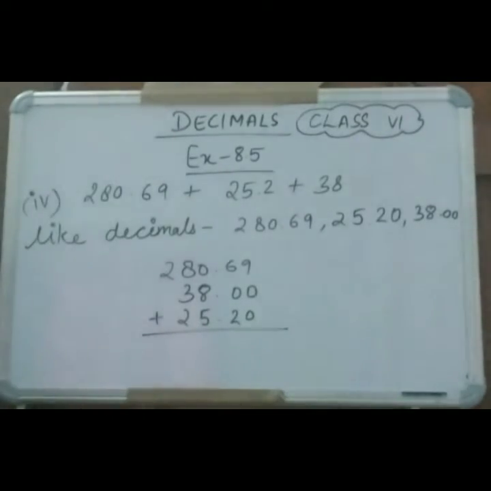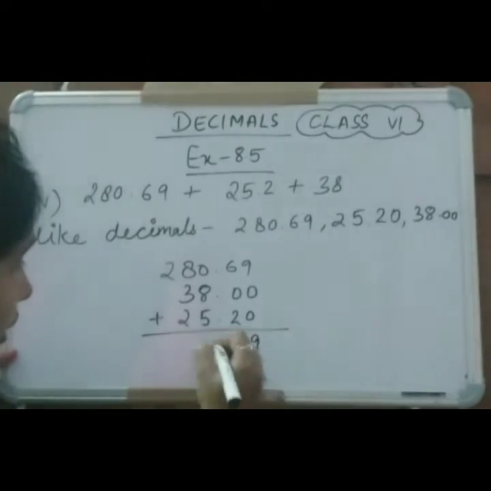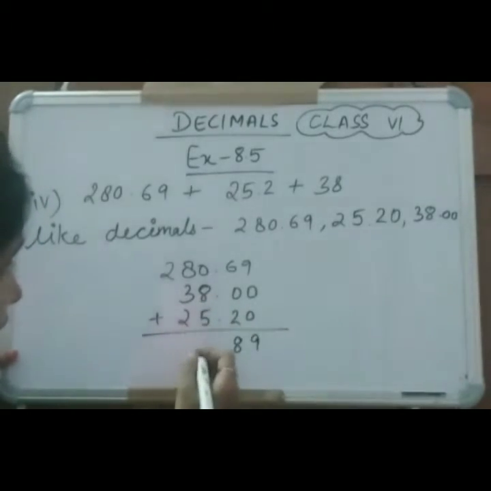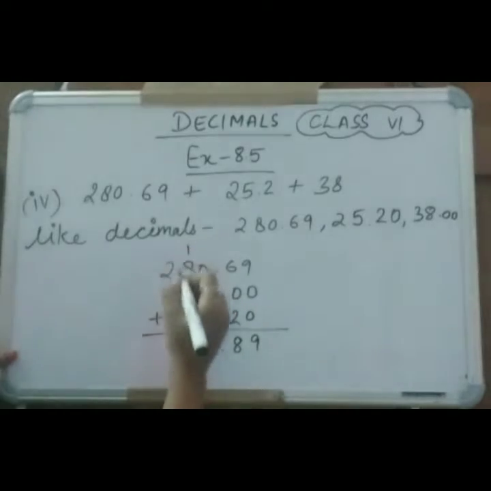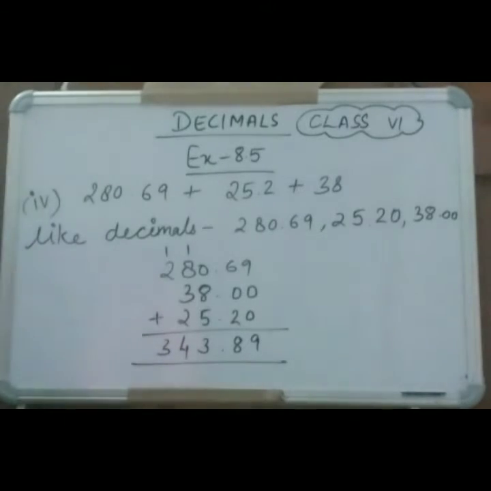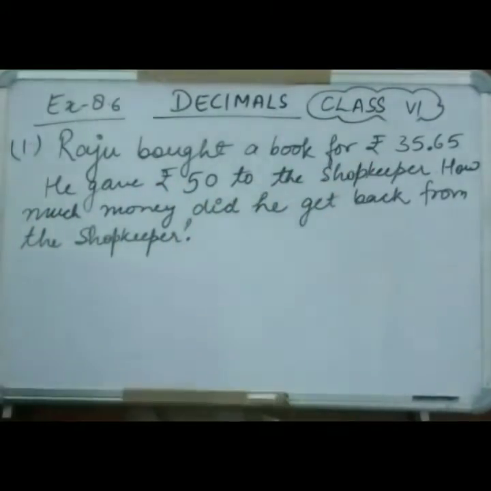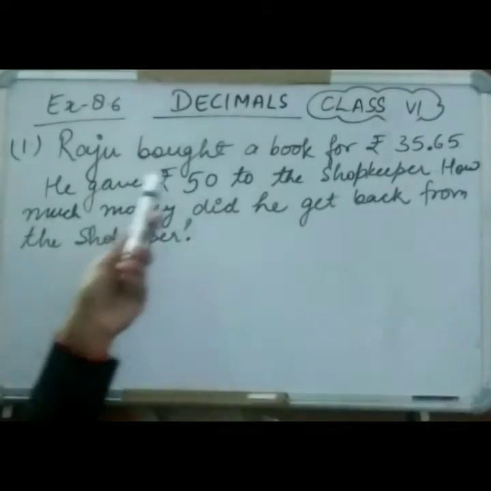Okay, now this one we are arranging into descending order. Okay, so here it is 9, it will remain 9, and 8 and 5 is 13, 1 carry, here it is 12, 13, 14 and 1 and it is 3. So 343.89. Got it?